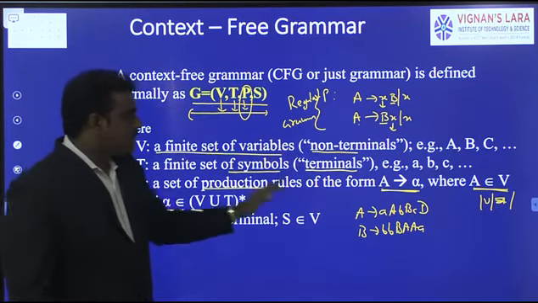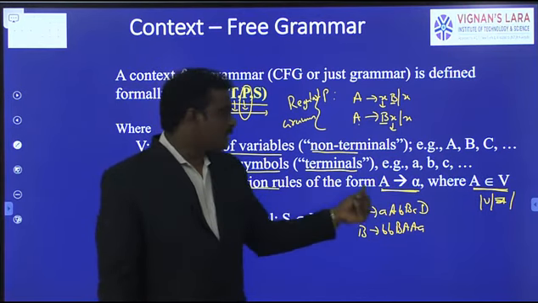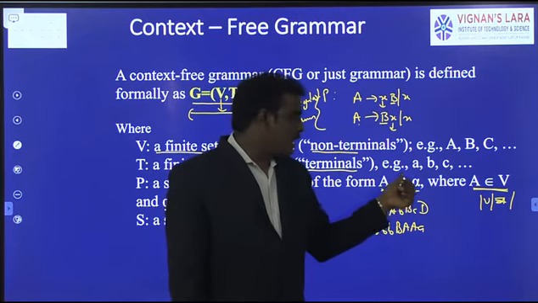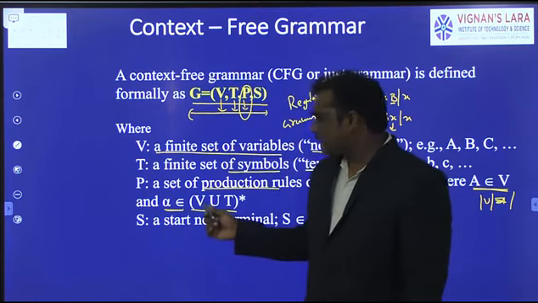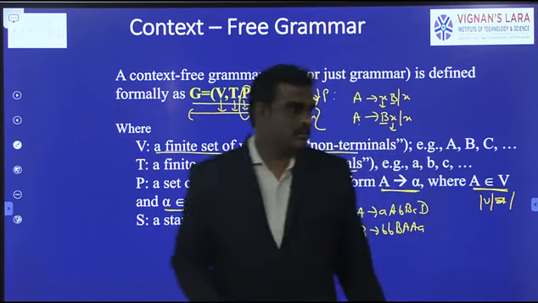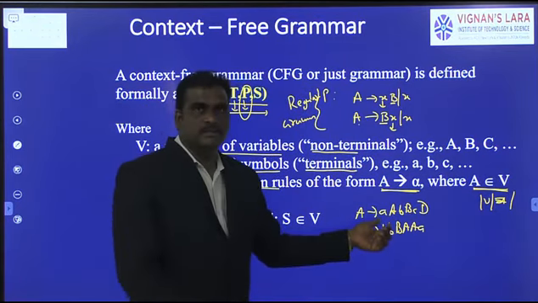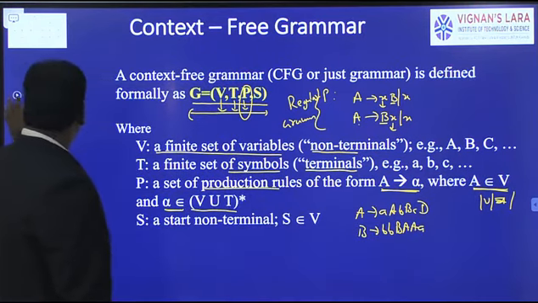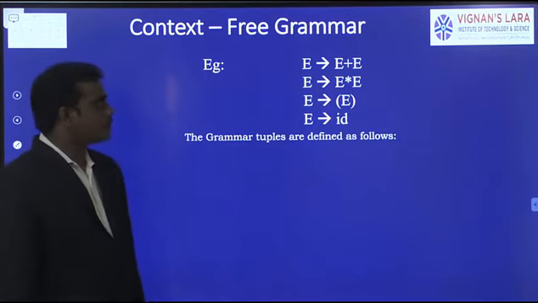In a context-free grammar, the rule is this one. The production is of the form A to alpha. That means the production left-hand side is a single non-terminal symbol and the right-hand side is alpha. What is alpha? Alpha is all possible combinations of variables and terminals. In this way you can write any combination of terminals and non-terminals.